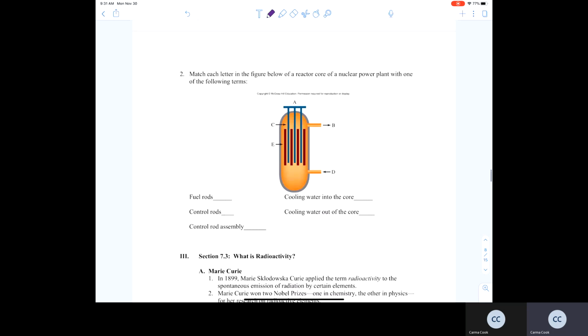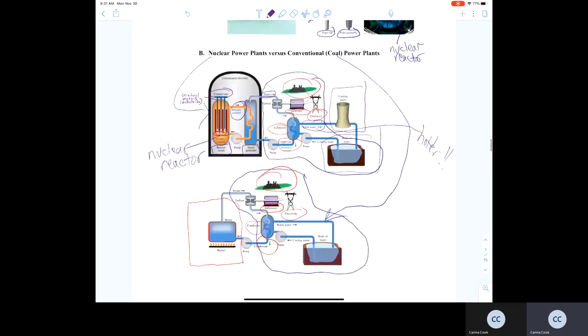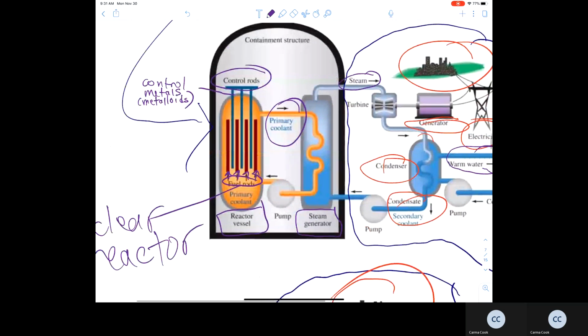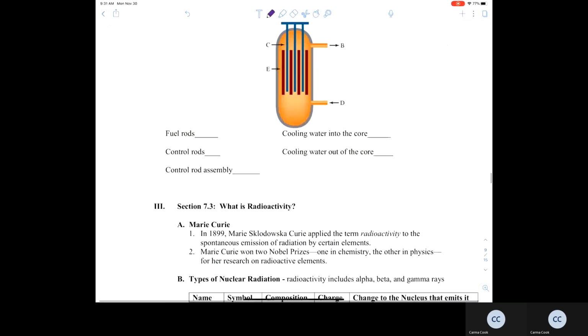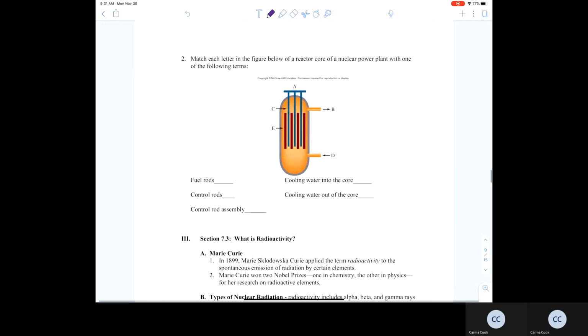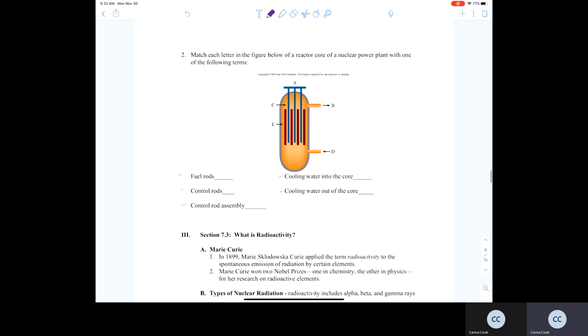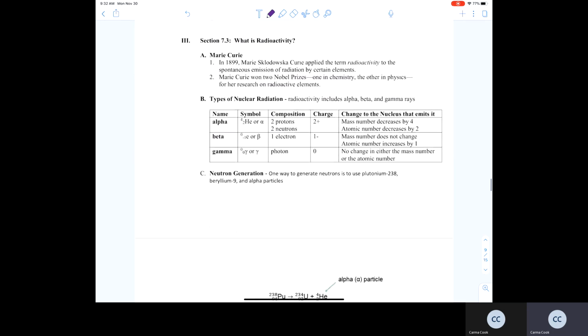And then for question 2, based on our discussion of the nuclear reactor, match the following parts of a nuclear reactor with the letters A, B, C, D, and E. And so we said that only certain elements on the periodic table are radioactive. And so what does it mean for an element to have radioactivity?